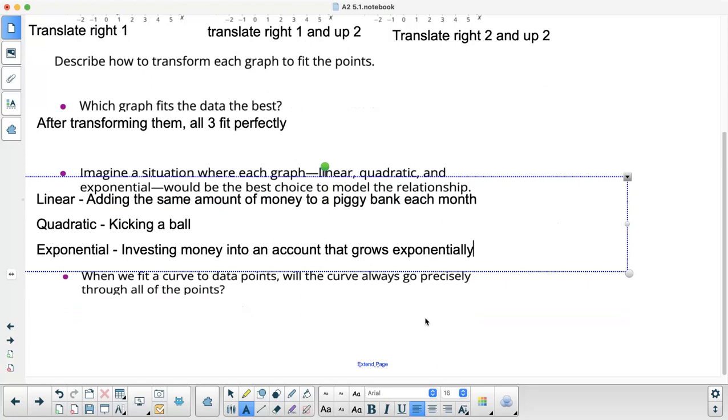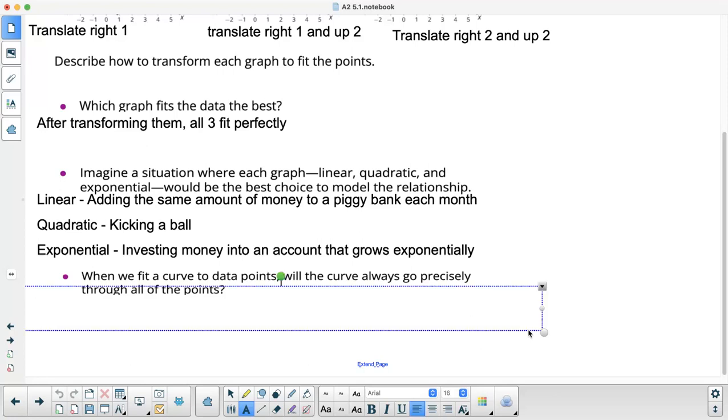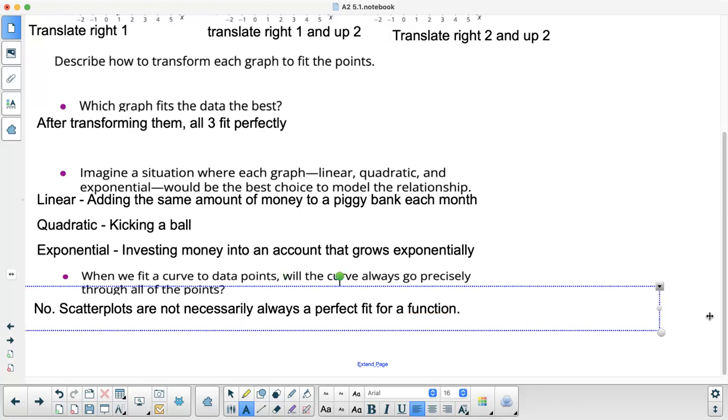All right, when we fit a curve to data points, will the curve always go precisely through all points? All right, that's a pretty easy one. No, scatter plots are not necessarily always a perfect fit for a function. We usually try to find the function of best fit.